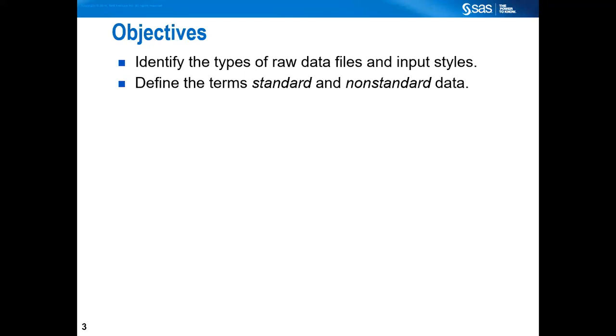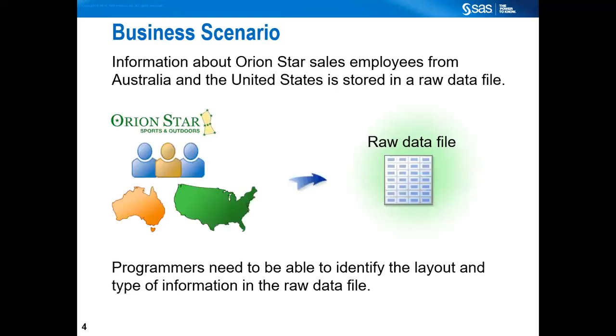The objective here is to identify the types of raw files and their input styles, and to define the terms standard and non-standard data. The scenario is that we need to have the data read into SAS for Orange Star Sports and Outdoors. From a raw data file, we have to create a SAS file, and only once we have a SAS data file will we be able to work on it in the SAS environment, to process it and generate the reports.